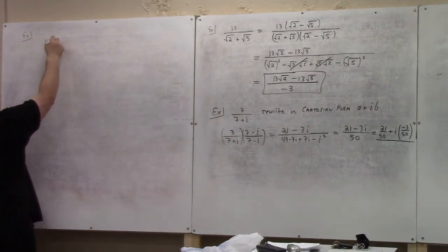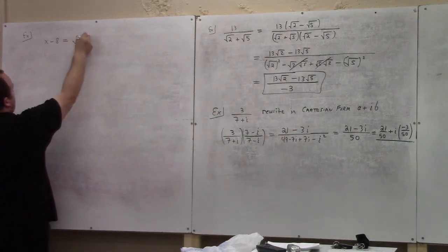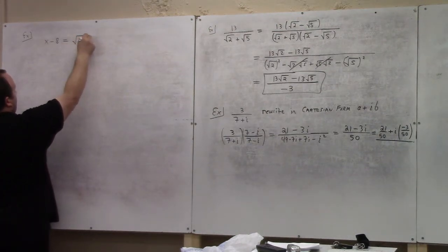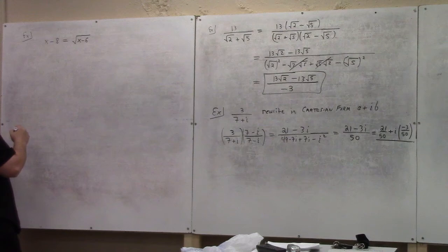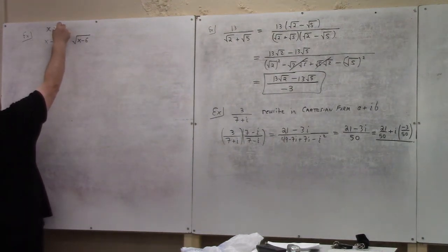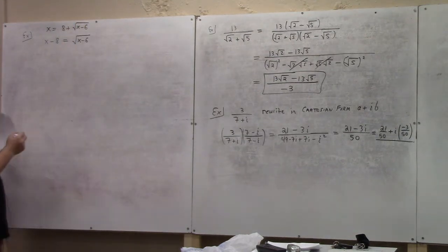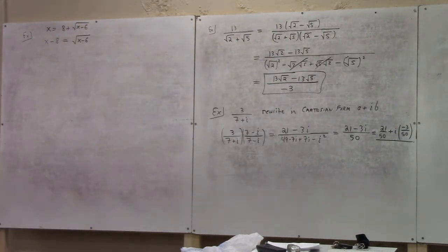x minus 8 equals the square root of x minus 6. It's more or less the hardest one. I guess I could have made it harder. I could have said x is equal to 8 plus the square root of x minus 6. Solve that, right? If I did that, the first thing you would need to do would be isolate the radical, right? And that would get you to x minus 8 equals the square root of x minus 6. Then what should I do?